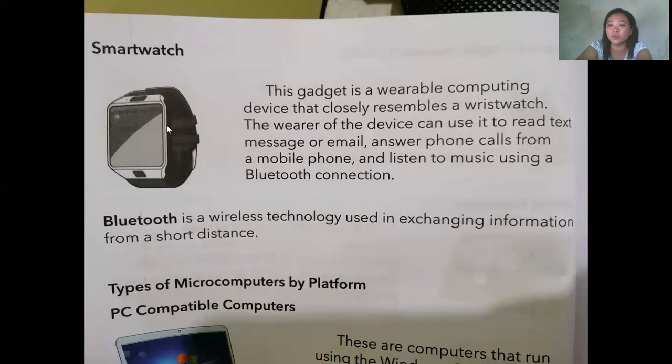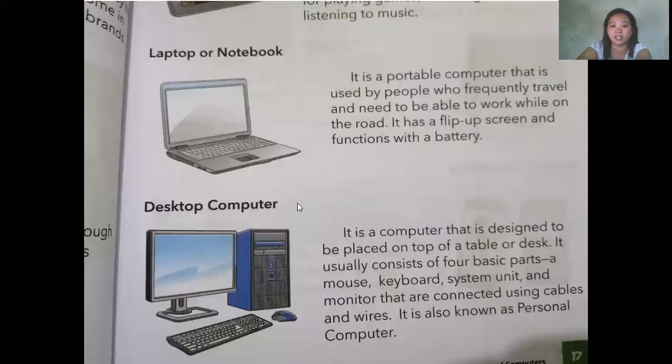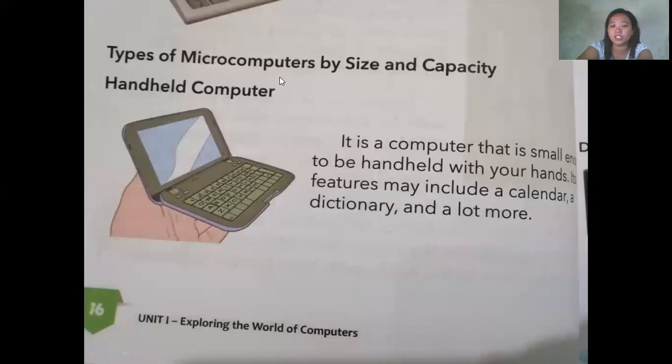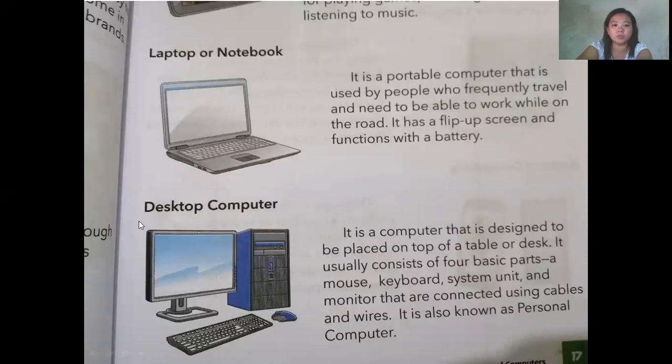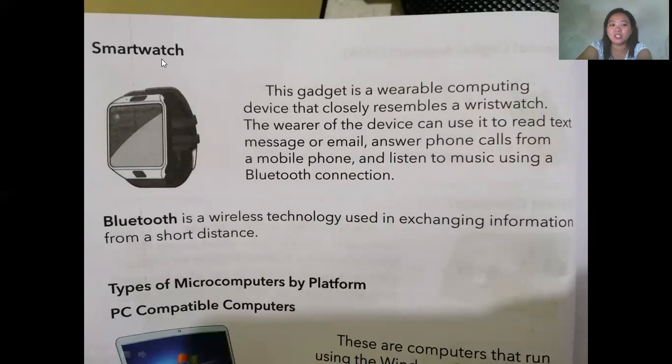Next is the smartwatch. This gadget is a wearable computing device that closely resembles a wristwatch. The wearer can use it to read text messages, answer phone calls from a mobile phone, and listen to music using a Bluetooth connection. So these are the microcomputers by size and capacity. Can you please read together with Teacher Bell? Ready, go. Handheld computer, personal digital assistant, tablet computer, laptop or notebook, desktop computer, and smartwatch.